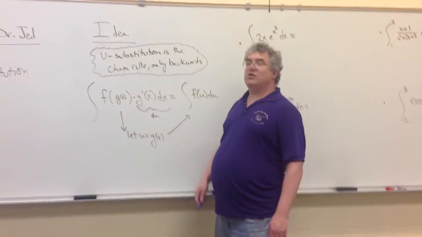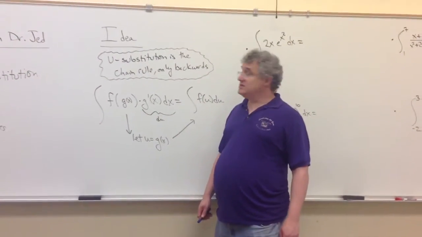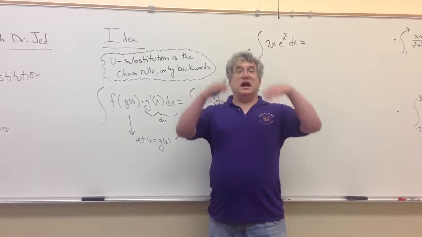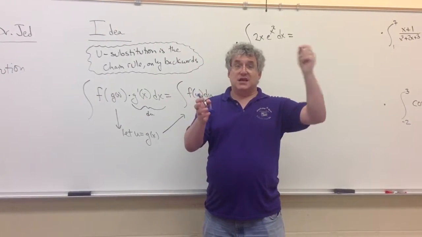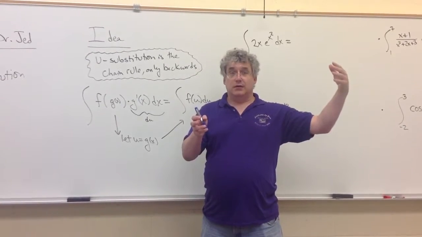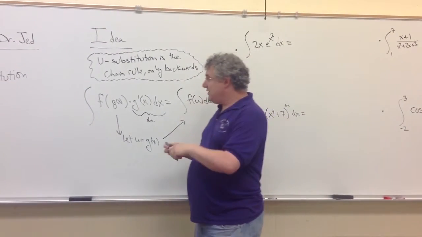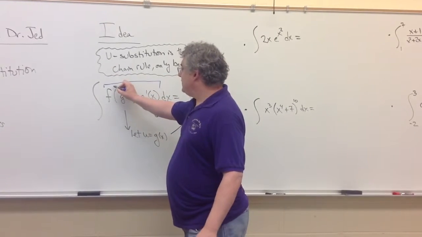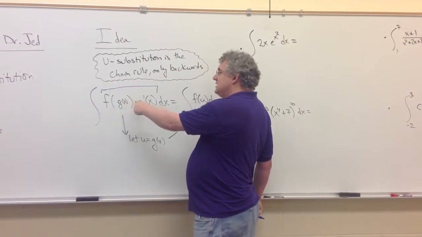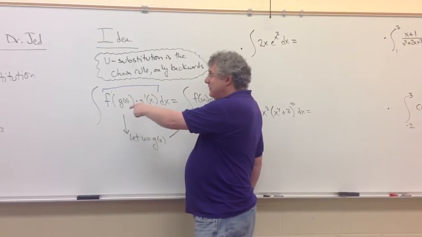So U-substitution, what it really is, is the chain rule, but going backwards. If you recall the chain rule, for f of g of x, the derivative, you take the derivative of f at g of x, times the derivative of g. What we're going to do here is notice that inside the integral, we have an f prime of g of x times the g prime, that's the derivative.